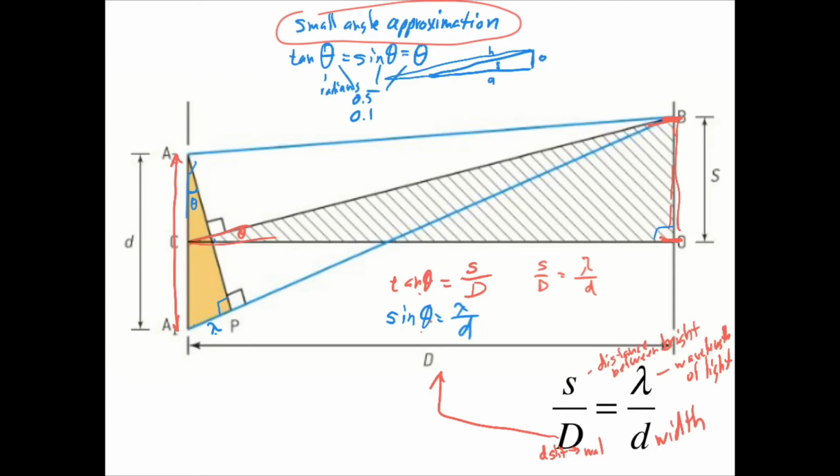Now in your formula packet, it's actually S equals lambda D over d. They just multiply both sides by the big D. But I wanted you to see where it came from. But yes, this is in your formula packet. You have to recognize that this gives you the distance between the bright marks, the bright fringes, when you have the small angle approximation, the double slit.